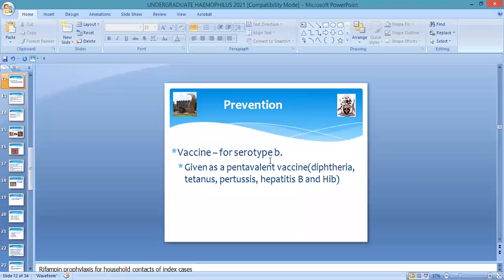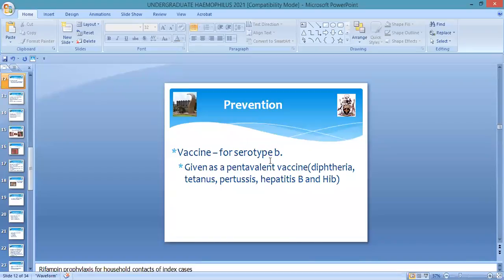In terms of prevention, we have a vaccine that mainly targets serotype B, which is usually given as a pentavalent together with diphtheria, pertussis, hepatitis B, and tetanus. So that is usually given to children, and that's why I said infections due to Haemophilus influenzae have reduced gradually, and this is because of the availability of the vaccine.